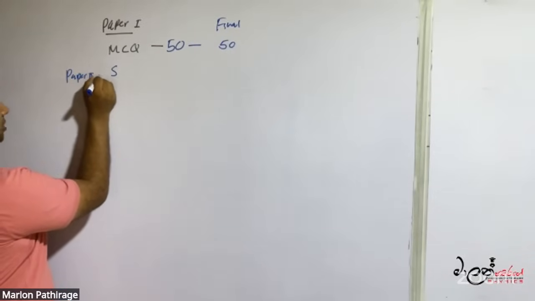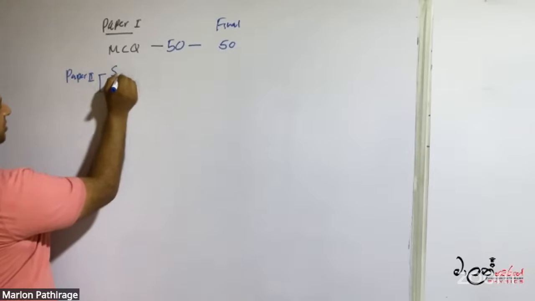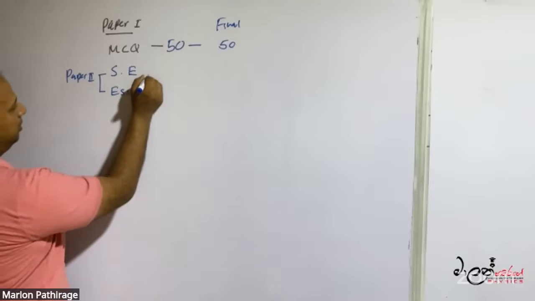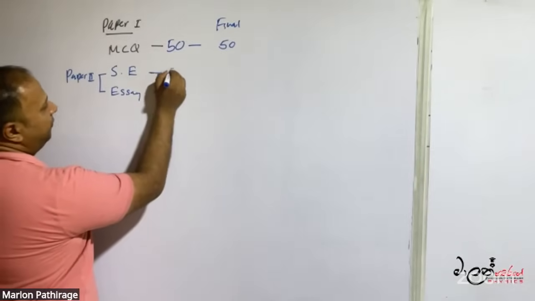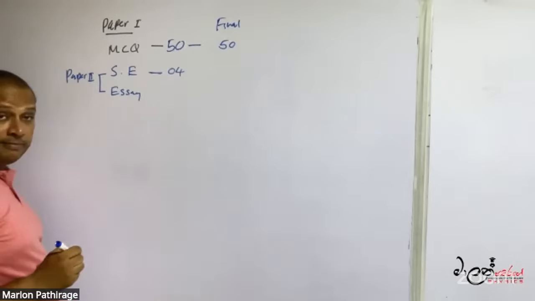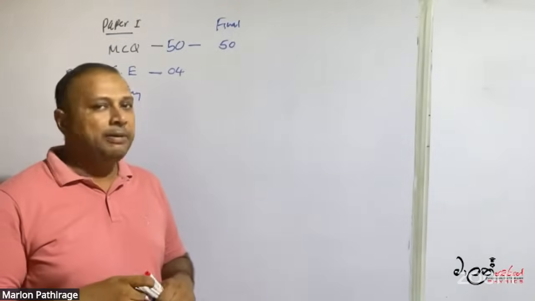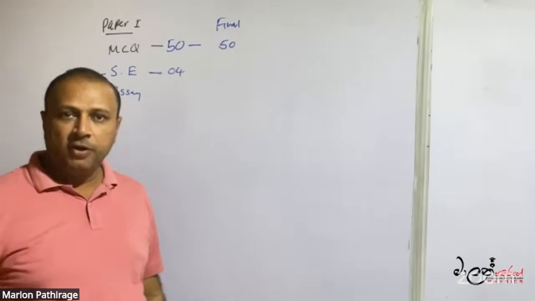Paper 2 consists of 2 sections. One is structured essay. The other one is essay. There are 4 compulsory questions in the structured essay paper, and they consist of practicals.